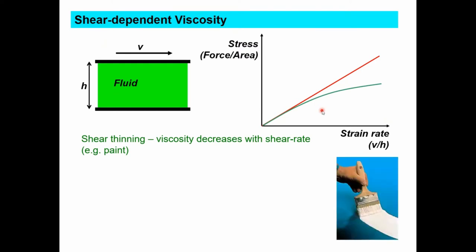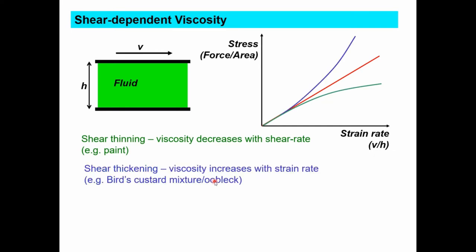A good example of that is paint. If you want to paint your wall, then you want to have a nice thin layer, so you want the fluid to be thin enough that you can spread it nice and evenly. On the other hand, once the paint's up there on the wall and before it dries, you'd really rather like it to stay there. So under the very low stress imposed by gravity, you want the paint to be nice and viscous. So that's why you want something that's fairly viscous when it's subject to gravity, but is a lot thinner when you're trying to spread it with a brush. Okay, so that's the most common form of shear-dependent viscosity. But there are other cases.